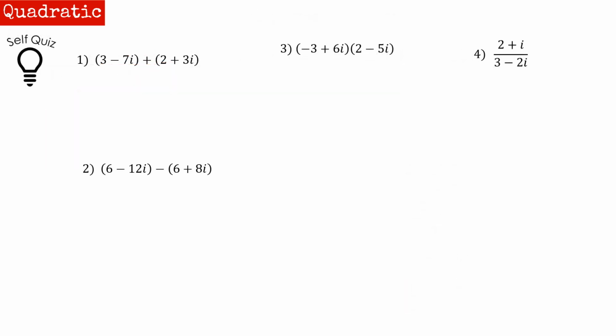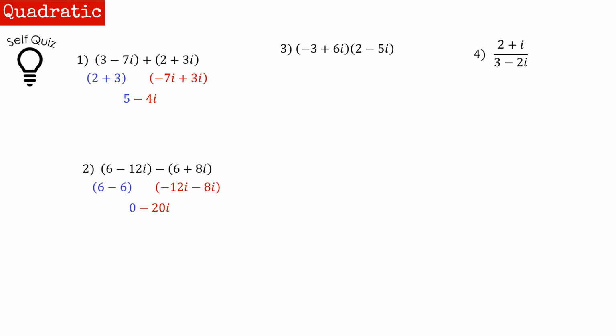It is self-quiz time. You're going to pause the video, do these 4 problems, and then press play to check. All right, let's see how you did. So for number 1, we're adding these complex numbers. We're going to add the real numbers and the imaginary numbers. Hopefully you get 5 minus 4i. For number 2, we're subtracting. And we end up with 0 minus 20i.